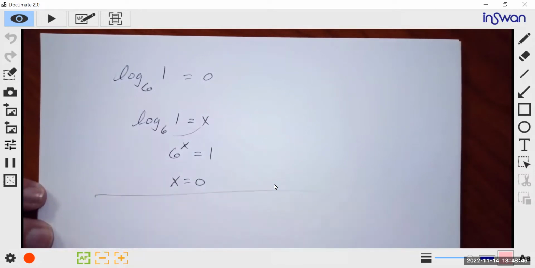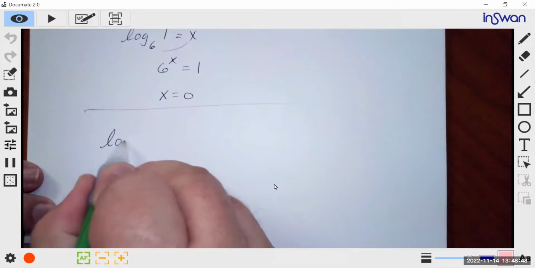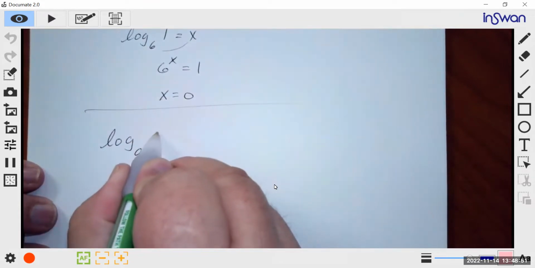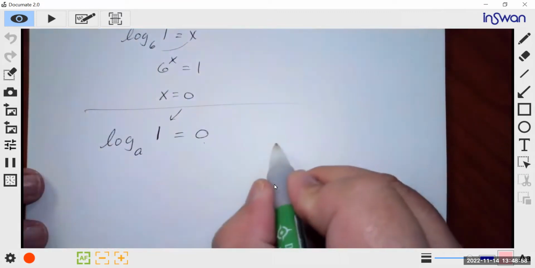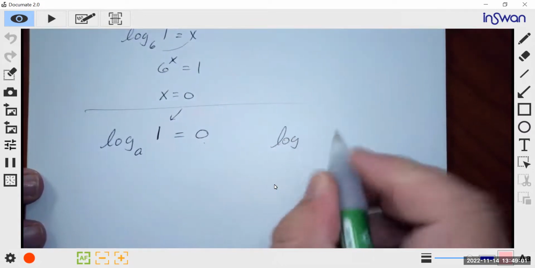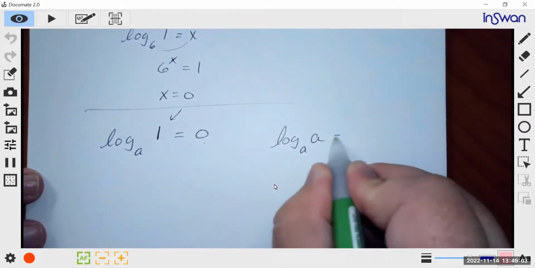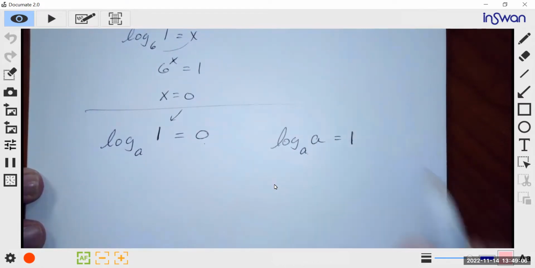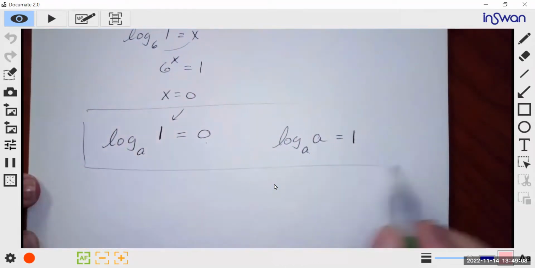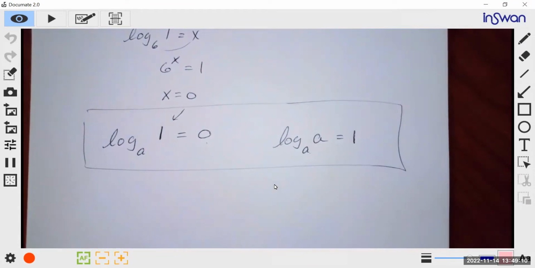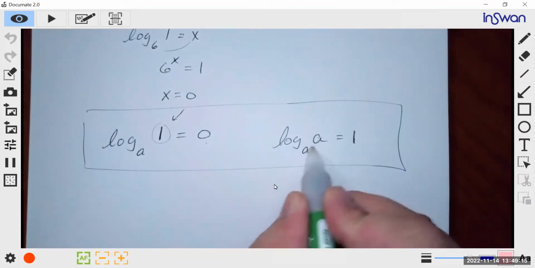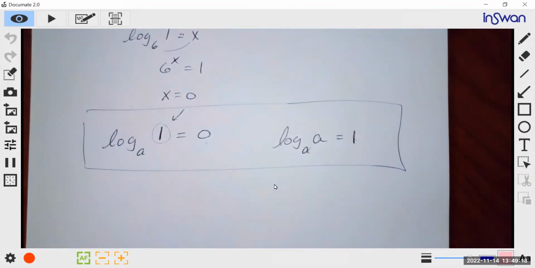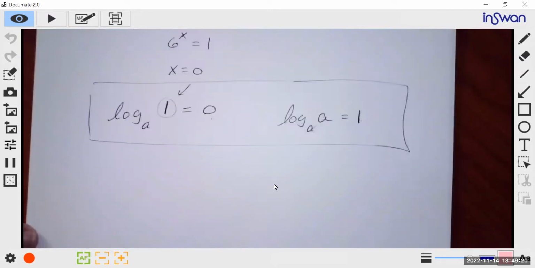A couple of them brought up a couple of properties. If you have a log base anything of 1, it always equals 0. If there's a 1 there, it always equals 0. And if the base and the number are the same, it equals 1. These are always true, no matter what. If there's a 1 there, then it equals 0. If these two are the same, it equals 1. Okay, so now let's go the other direction.